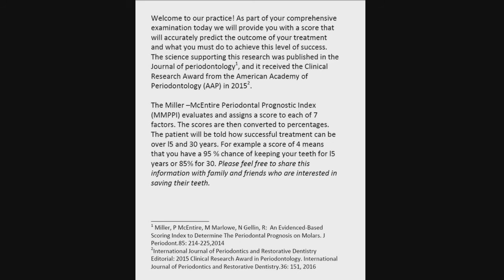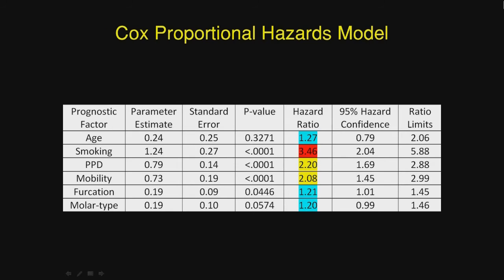And on the back of it, for you in clinical practice, this is a welcome comment to the patient. Welcome to our practice. As part of your complete examination today, we will provide you with a score which will accurately predict the outcome of your periodontal treatment. I won't read further on that, but this should be placed on the back of the score sheet, which can be given to the patient in the reception area to read before they ever come into the operatory.